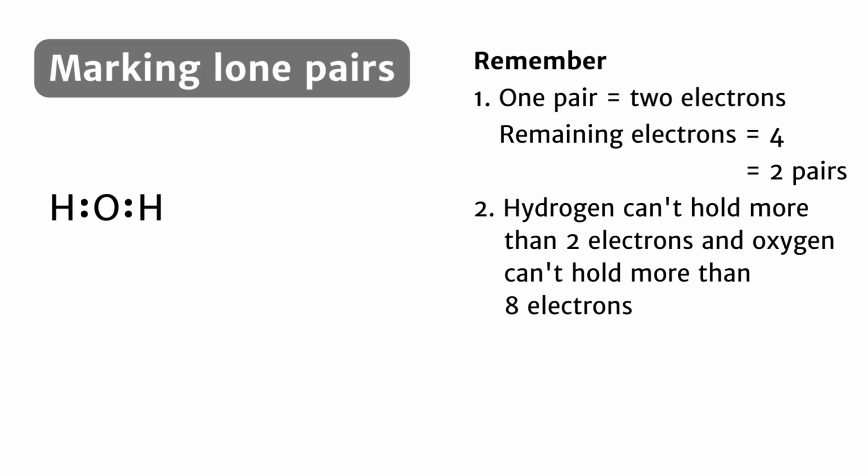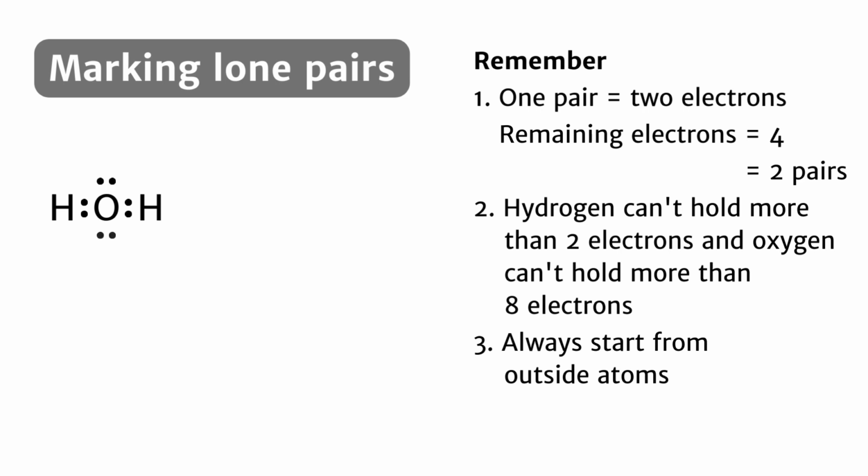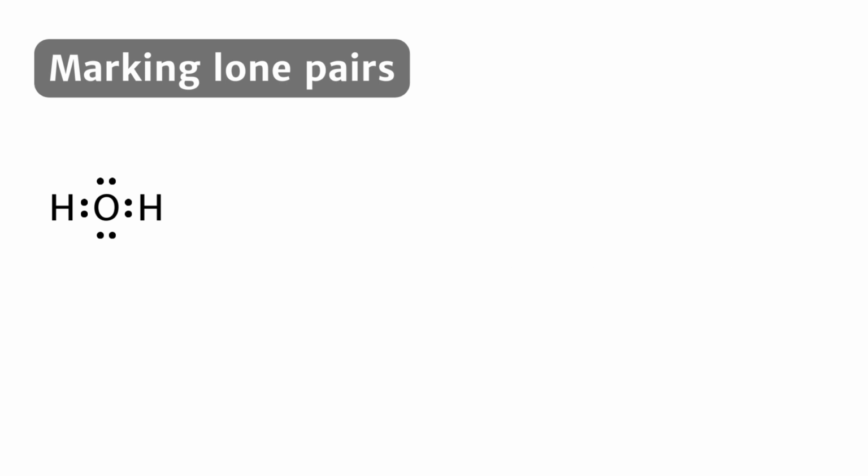Another key point to remember is to always start by marking lone pairs on the outside atoms and then mark the lone pairs on the central atom. In H2O, the 2 outside hydrogen atoms won't get any lone pairs as they can't hold more than 2 electrons. The central oxygen atom will get 2 lone pairs. Just mark them on the oxygen atom. For the 2 outside hydrogen atoms, the duet is complete, and for the central oxygen atom, the octet is fulfilled. Both the duet rule and octet rule are satisfied.